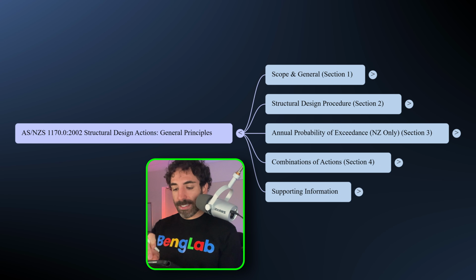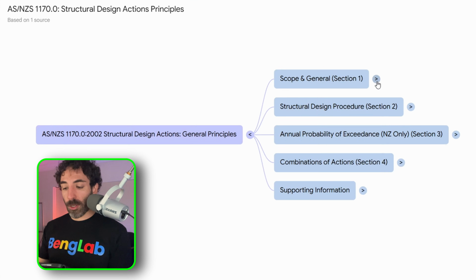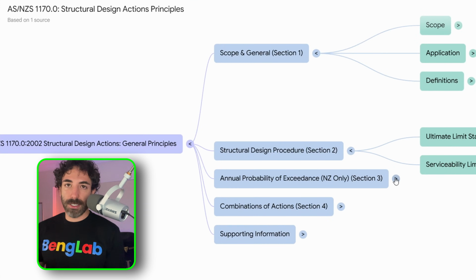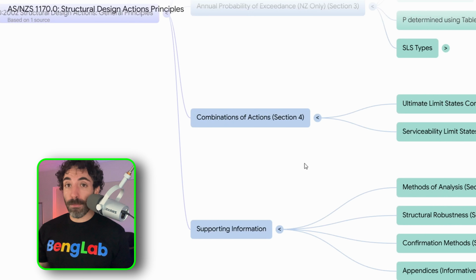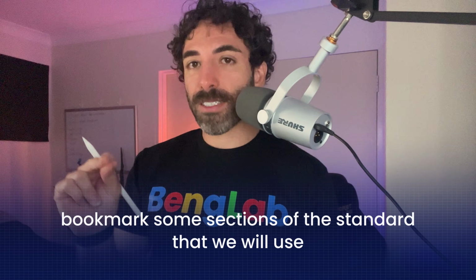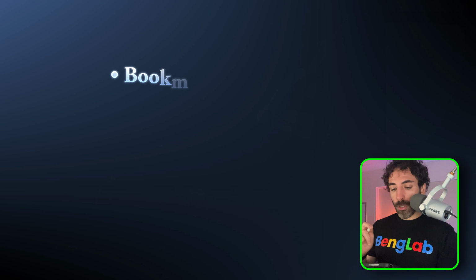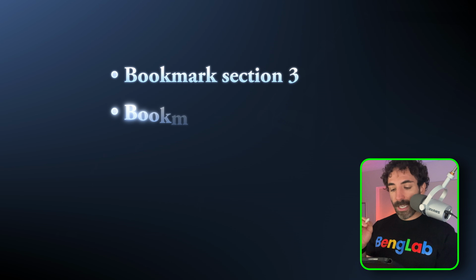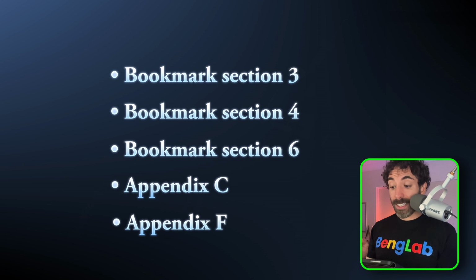So it's broken down into several parts that tell us exactly what loads to design for. So part 0 is all about general principles. It covers load combinations, methods of analysis. It provides some guidance for deflection limits. What we're going to do in this course is to bookmark some sections of the standard that we will use. So we're going to bookmark section 3, section 4, section 6, appendix C, and appendix F.